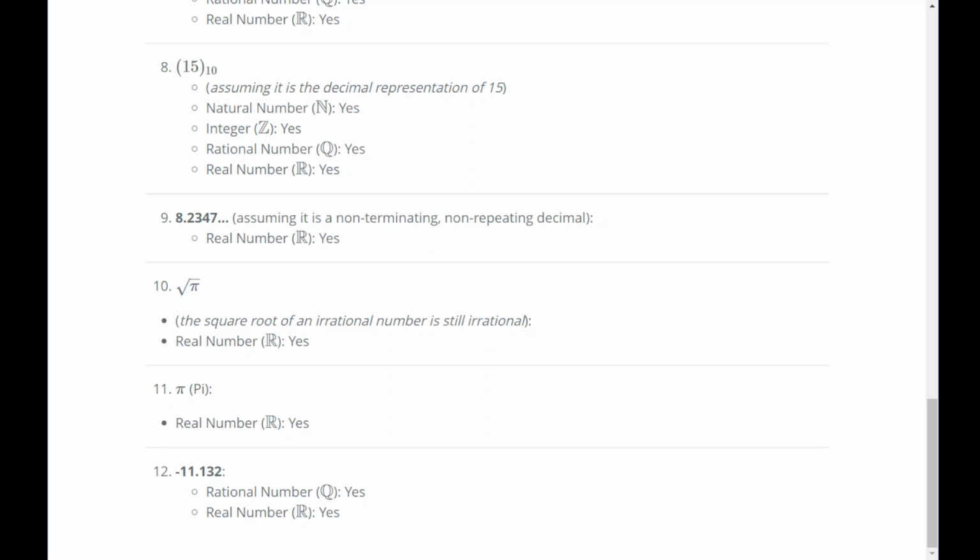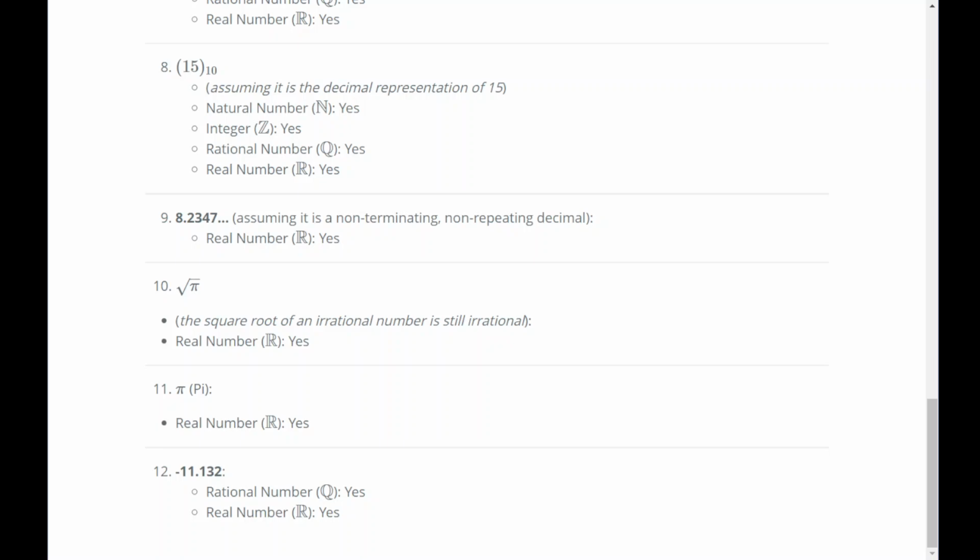Minus 11.132. Well, that actually is a rational number. So you can express it as minus 11,132 divided by 10,000. So the three decimal places there does not exclude it from being a rational number. Okay? So just watch out. That's the difference there between, let's say, exercise 12 and exercise 9 with the dots there afterwards.